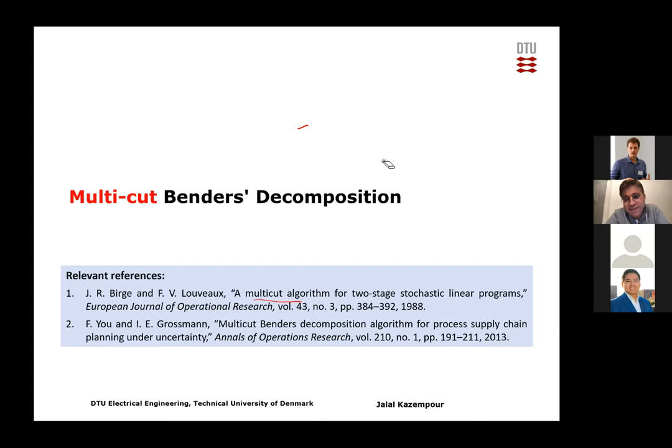So it means that instead of generating a single cut based on all sensitivities of the subproblems, each subproblem generates its own Benders cut in the master problem. So you have as many cuts as the number of subproblems.